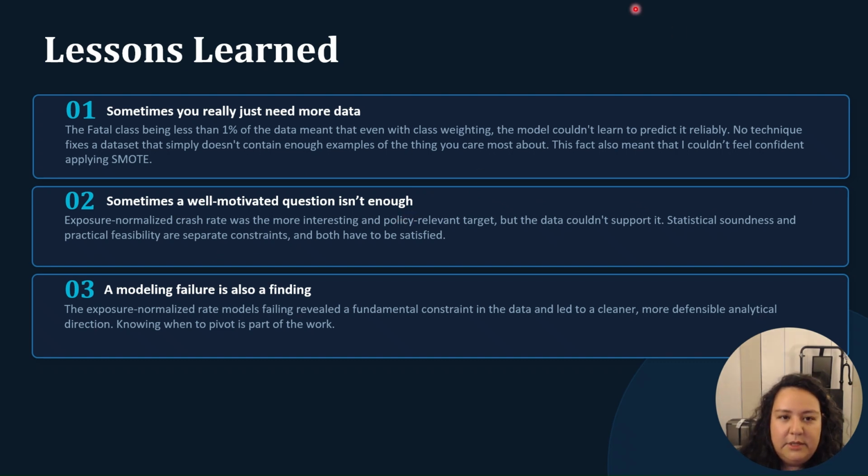The second is that sometimes a well-motivated question isn't enough. I thought the exposure normalized crash rate was the more interesting question, but I just didn't have the data to support such an analysis. I think that doing this again with the Google Maps API could be a really interesting avenue, since that has much higher volume of traffic volume data.